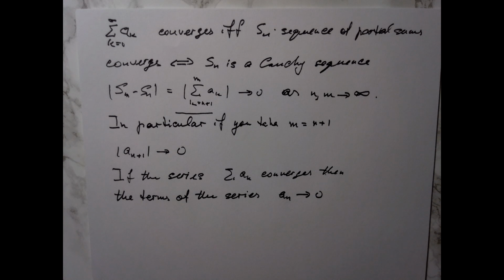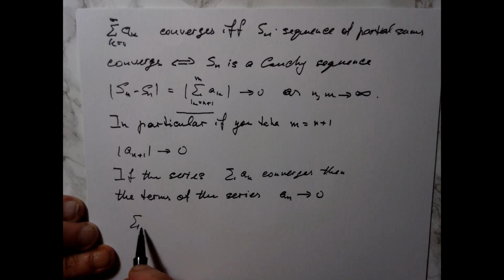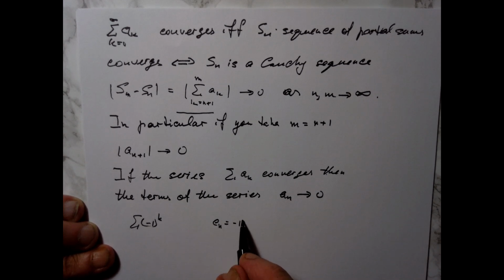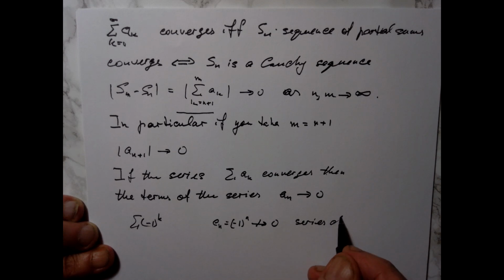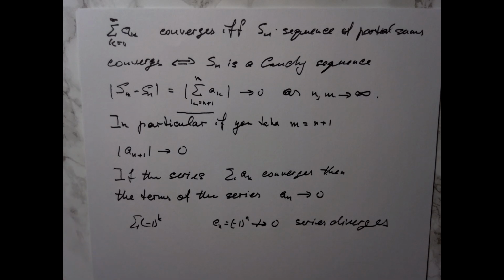So if you happen to be dealing with a series, you're going to look at the terms of the series. For instance, if you're dealing with the series that I dealt with before, (-1)^k, the terms of the series are equal to (-1)^n. This does not converge to 0, and so the series diverges. Now, unfortunately, or fortunately, depending on your point of view, this particular condition is necessary but not sufficient.